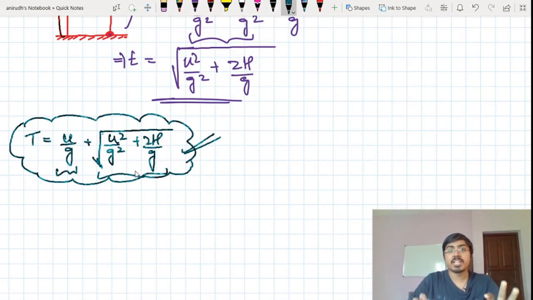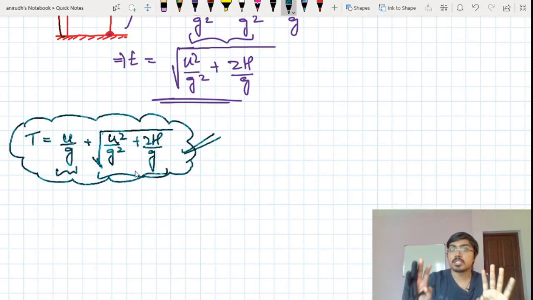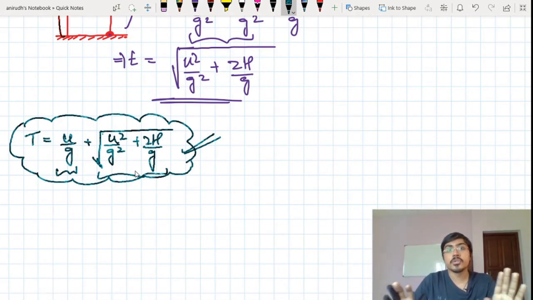Remember this. Whenever you are throwing a ball from a height h upward, it goes up, it comes down. What is the total time of flight? Total time of flight is equal to u by g plus root of u square by g square plus 2h by g. I will suggest you to remember this because this is a very useful formula. So far as your practice tests are concerned, you get a lot of questions, so you can use this kind of an equation wherever it is possible. I will show you certain examples where you can use it.